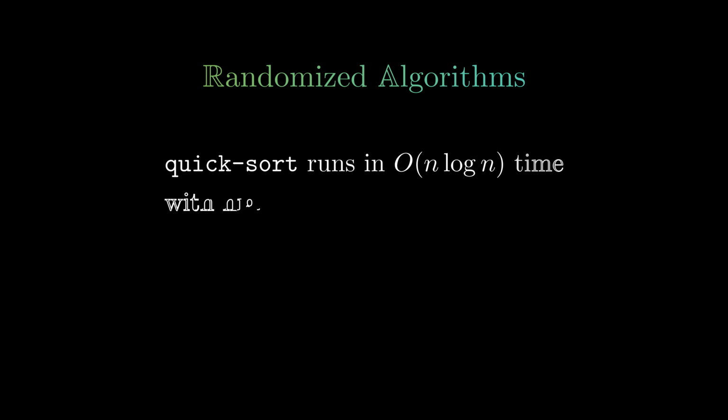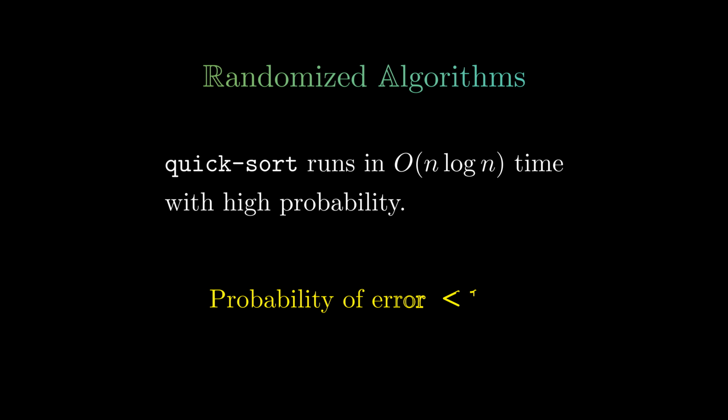Lastly, quicksort runs in O(n log n) time with high probability. Specifically, we can show that the probability of error, or the probability of the runtime exceeding O(n log n), is at most 1 over n squared.